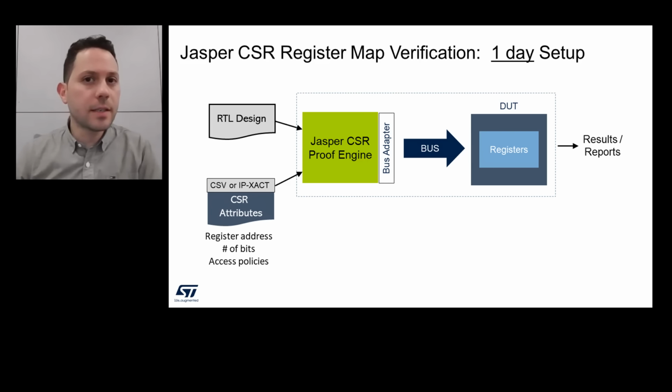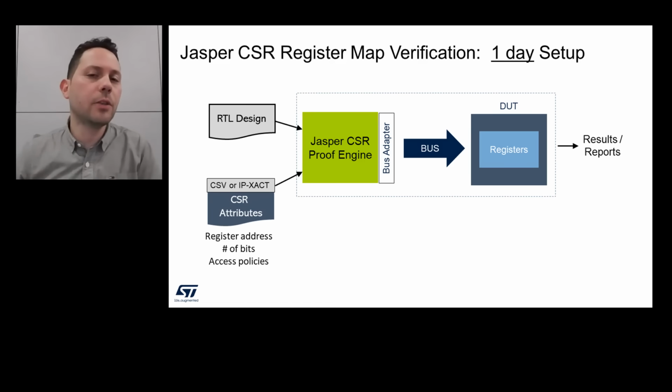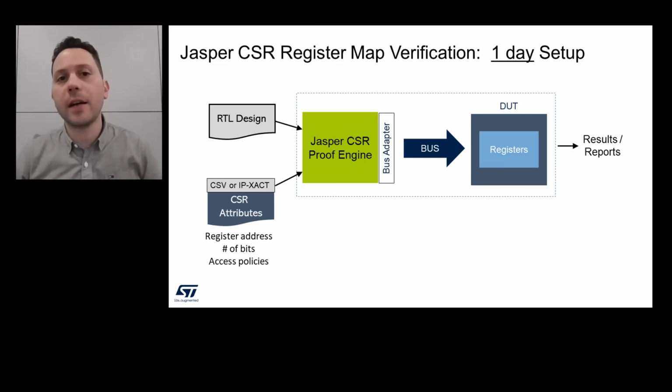We can write the CSR attributes in a CSV or IP-XACT format. The attributes include the register address, the reset value, the number of bits for each address, and the type of access. For example, read and write, read only, read clear, any type of access. We use the CSV format because it's easier.